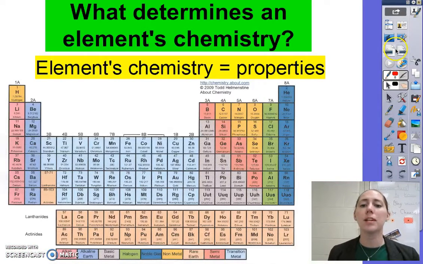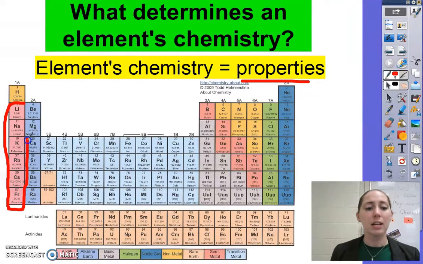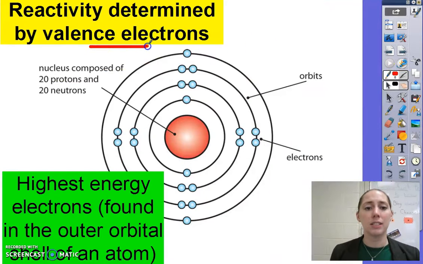So when we're talking about an element's chemistry, we're talking about its properties. One thing that we've talked a lot about is an element's reactivity, its ability to react with things. You know from your previous video that your alkali metals here in group 1 are the most reactive of the metals. We also know from the last video that our halogens here in group 17 are the most reactive of our nonmetals. But what makes them so reactive? Well, this has something to do with their valence electrons.